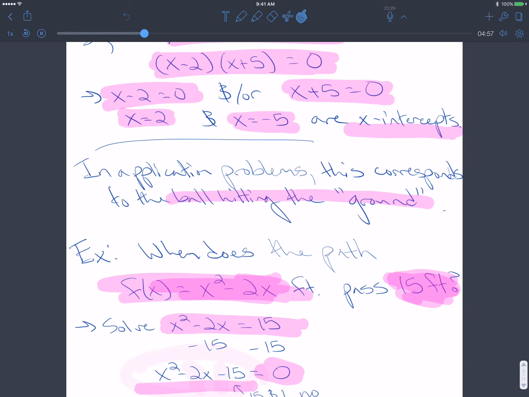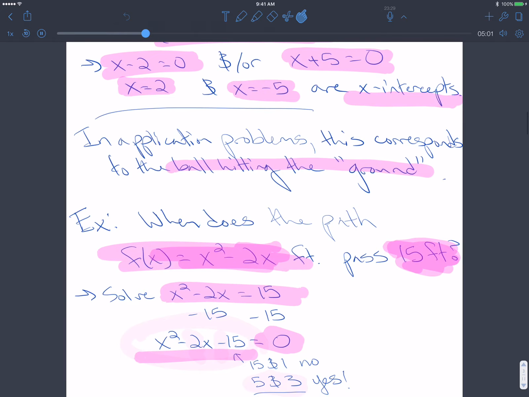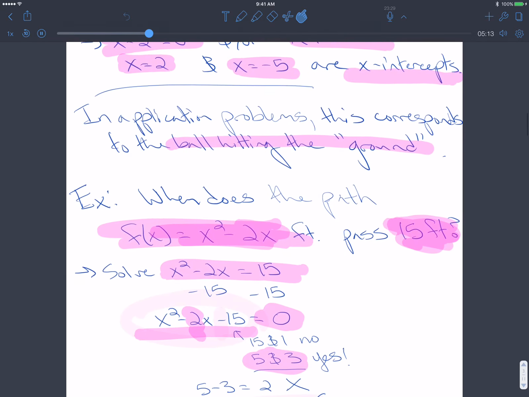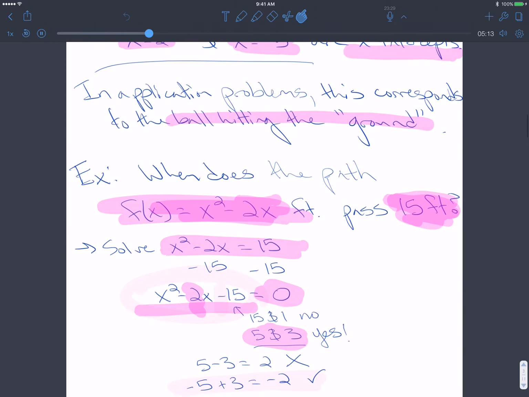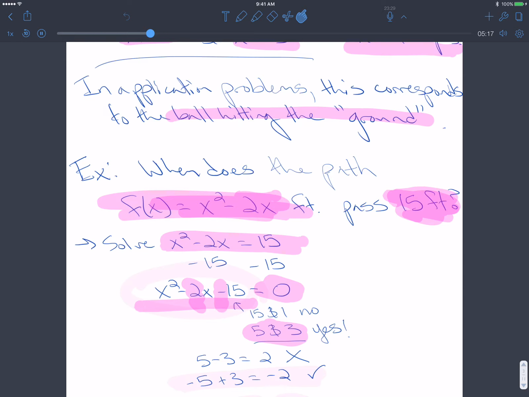So if I try to factor this, 15 and 1 gets me 15, or 5 and 3 gets me 15. 15 and 1 does not have a difference of 2. 5 and 3 do have a difference of 2, so I'm going to use 5 and 3. Again, I'm just trying to figure out which one needs to be negative because I have a negative in front of my 15. So 5 minus 3 is a positive 2.